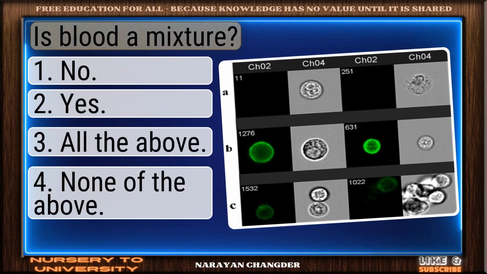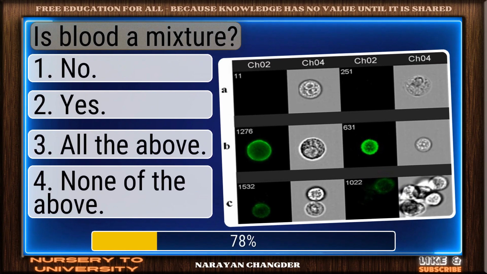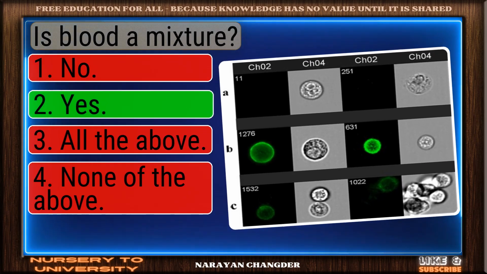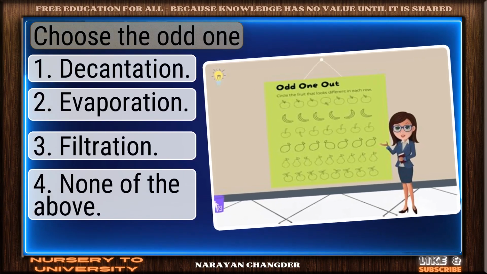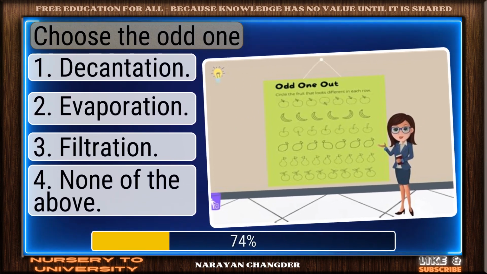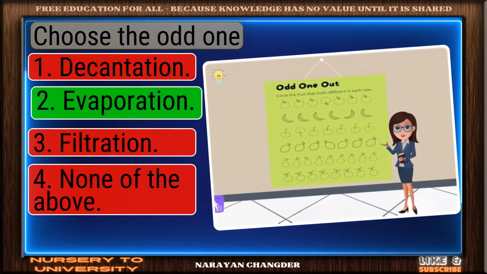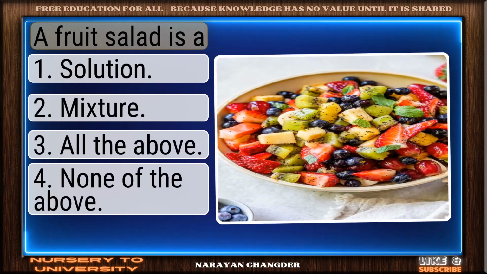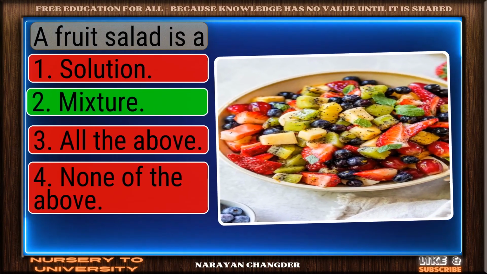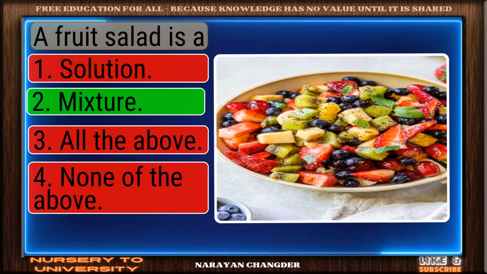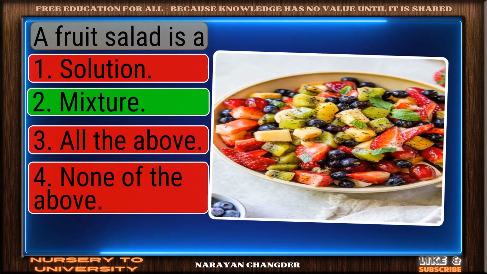Is blood a mixture? Excellent choice. Yes is the right answer. Choose the odd one. Bravo. Evaporation is the answer. A fruit salad is a. Strong choice. Mixture is the right answer.